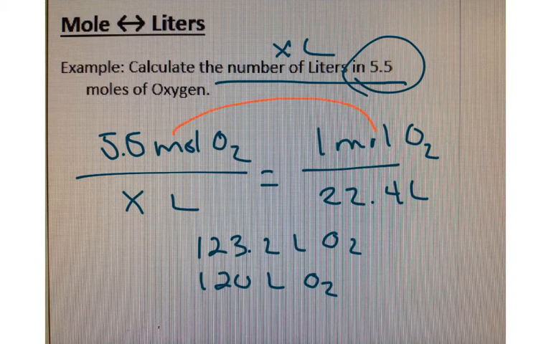When you set up proportions, make sure that your units align. So if moles is on top, it's got to be on top on the bottom. If liters is on top on one side, it's got to be on the bottom for the other.